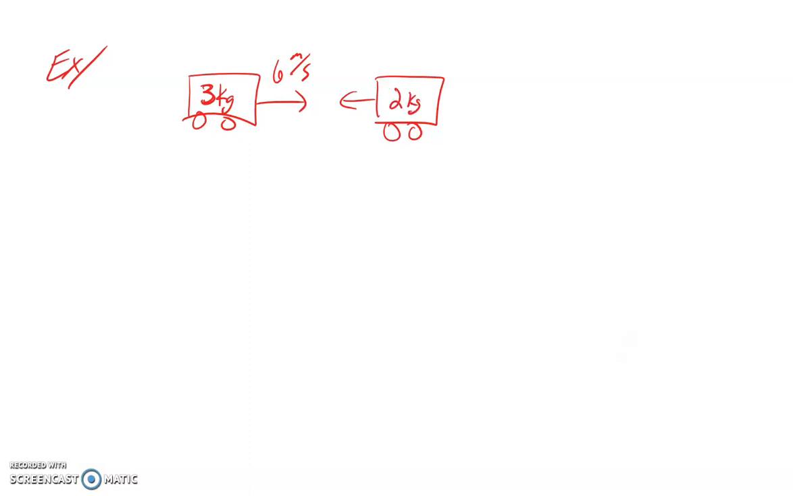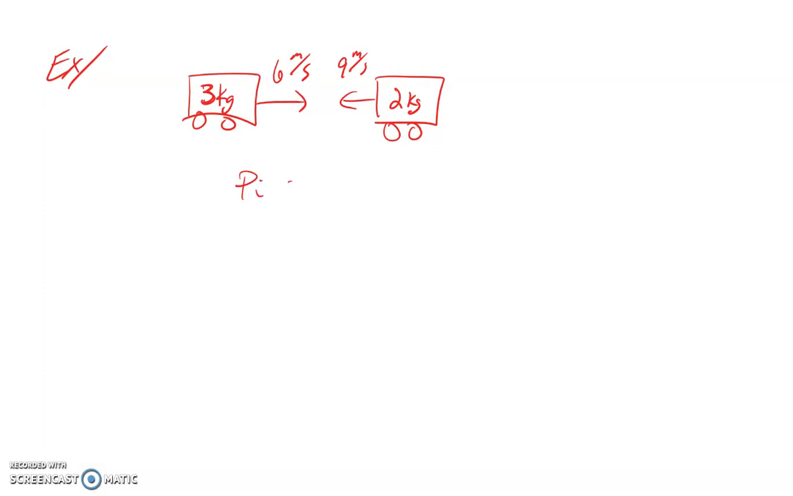This time, our first cart is going to have a mass of 3 kilograms. And it's initially going to be moving to the right at 6 meters per second. And our other cart is going to have a mass of 2 kilograms, and it's going to be moving to the left at 9 meters per second. What's going to happen after they collide?